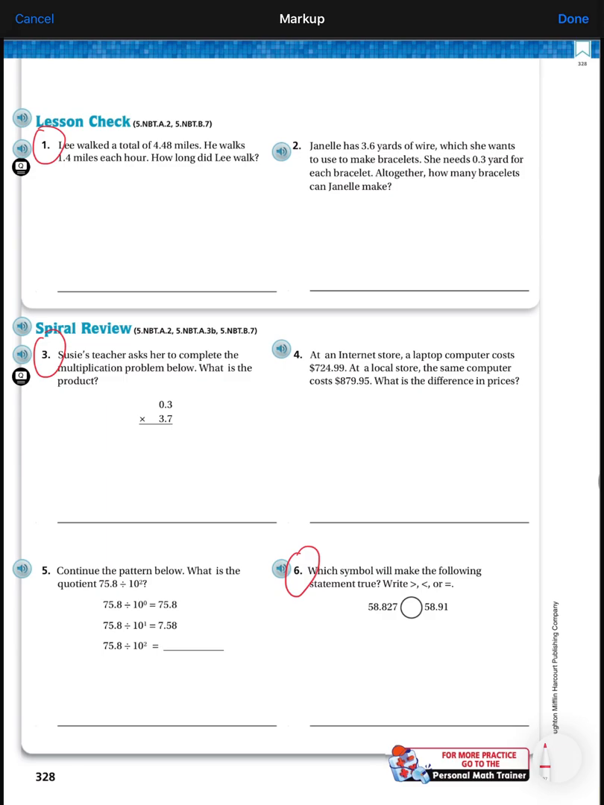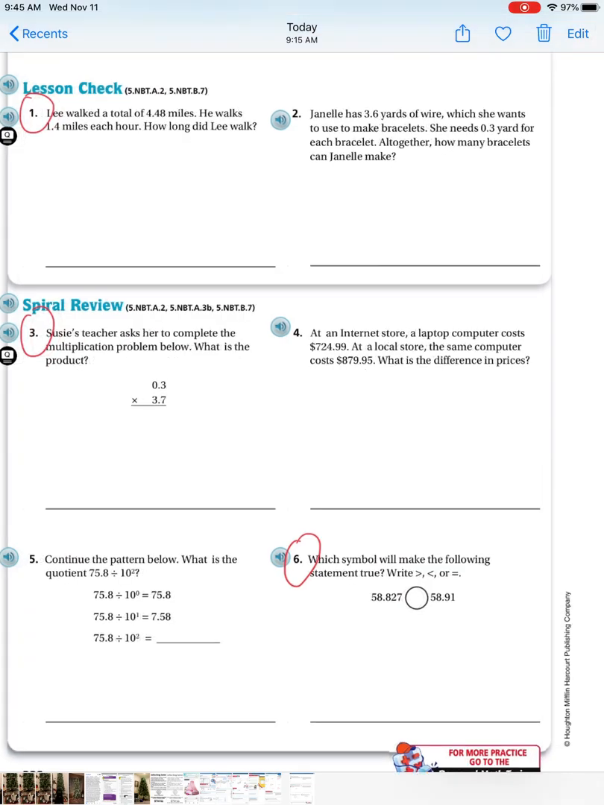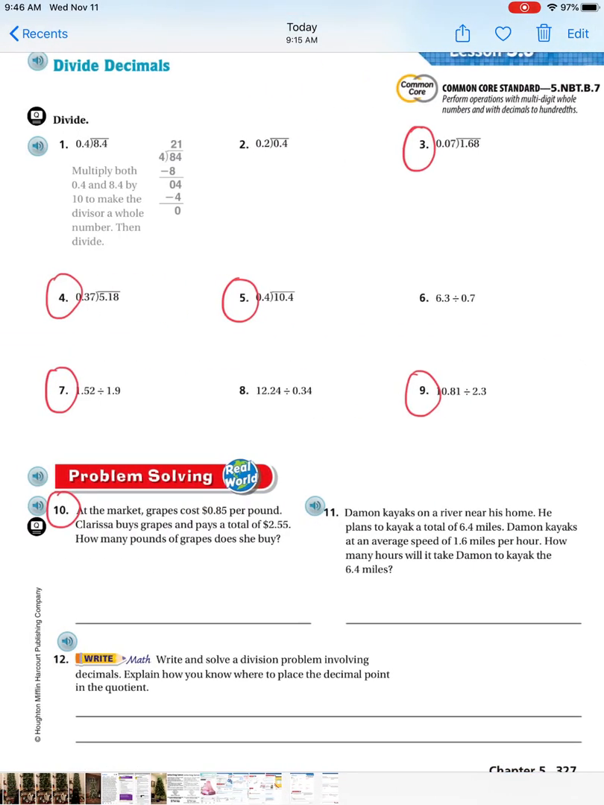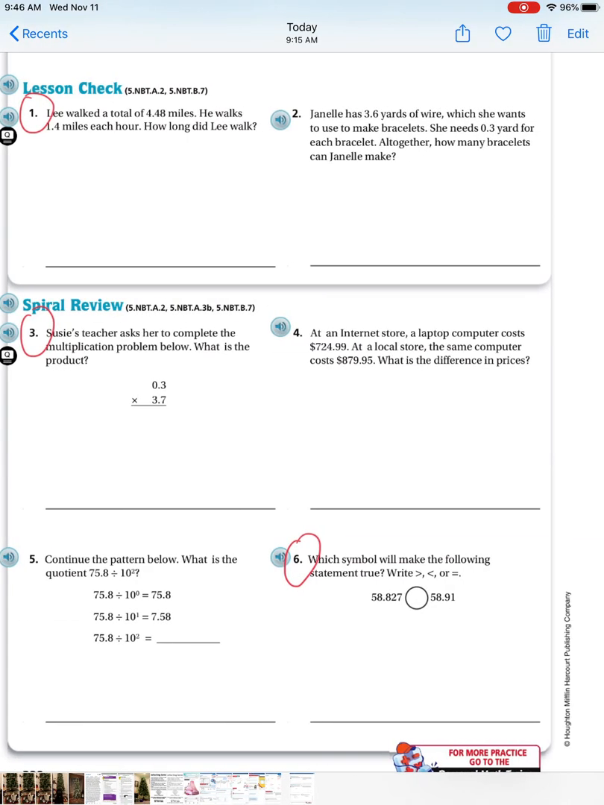Okay, so that's a total of 9 problems for you. Again, on page 327, you're working on 3, 4, 5, 7, 9, and 10. And then on page 328, you're working on 1, 3, and 6. Okay? If you have any questions, please reach out to me. Have a great day.